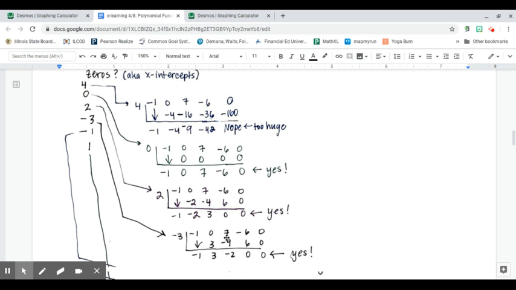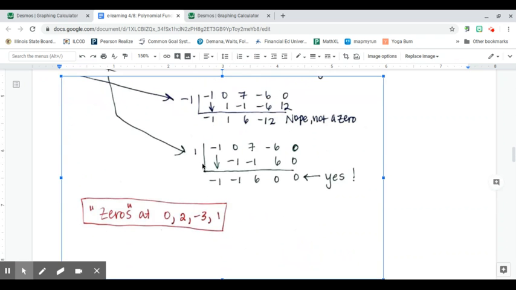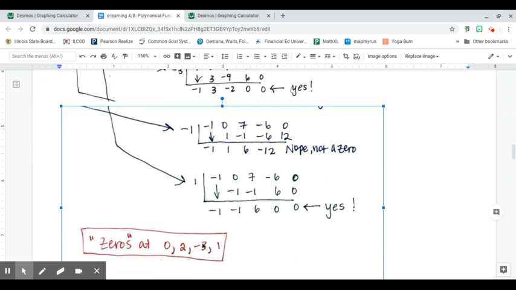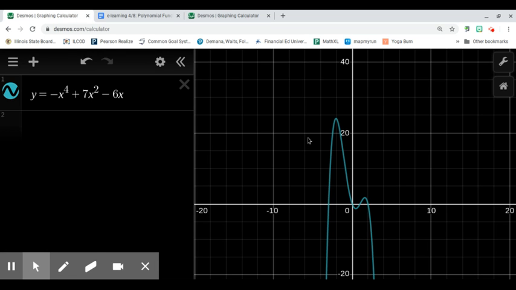How about negative 3? Drop, multiply, add, multiply, add, multiply, add, multiply, add. I came up with another 0. So far, I have found 3 of my 4 zeros. Now, I'm going to try the last two options. Negative 1 didn't work because I did not end up with a 0 remainder, but positive 1 did. So I ended up with 4 zeros: 0, 2, negative 3, and 1. If I go back here, negative 3, 0, 1, and 2, yep, I just didn't say them in the same order, but those were my x-intercepts.